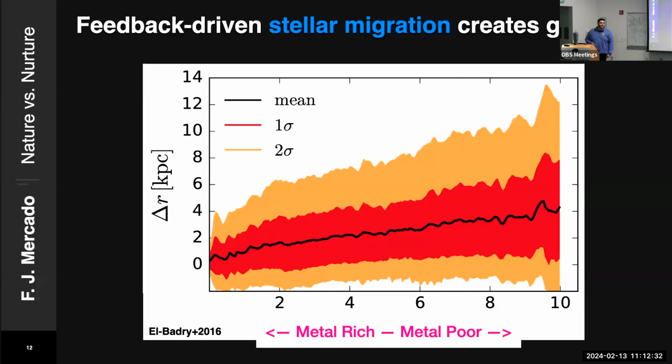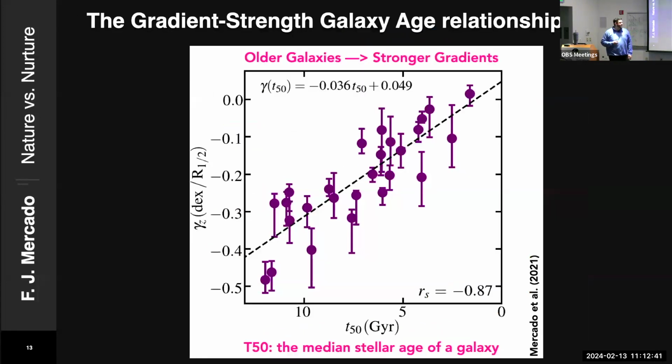then you can imagine a picture where this star formation feedback really drives the formation of gradients. And so within this picture, you could really think about connecting the stellar age of a galaxy to the gradient that it has. And that's exactly what we do.